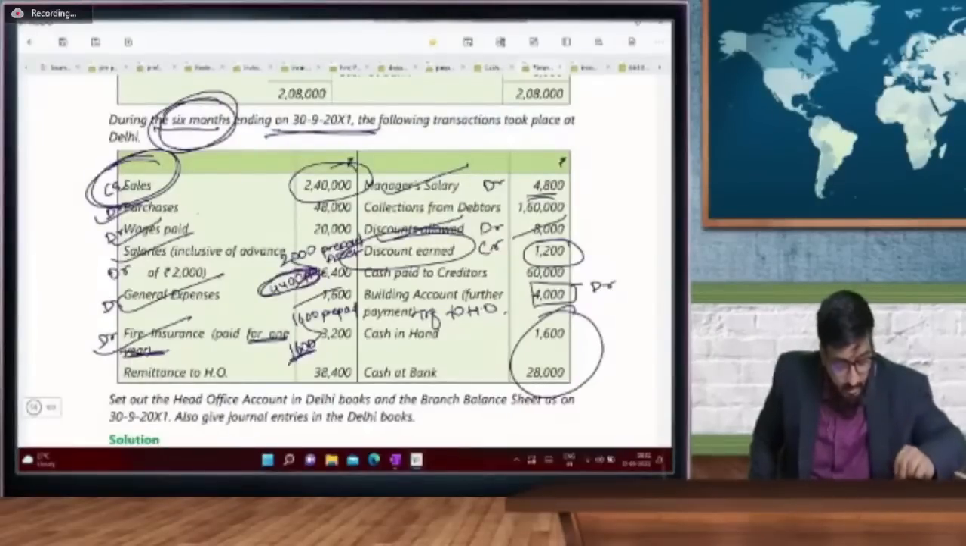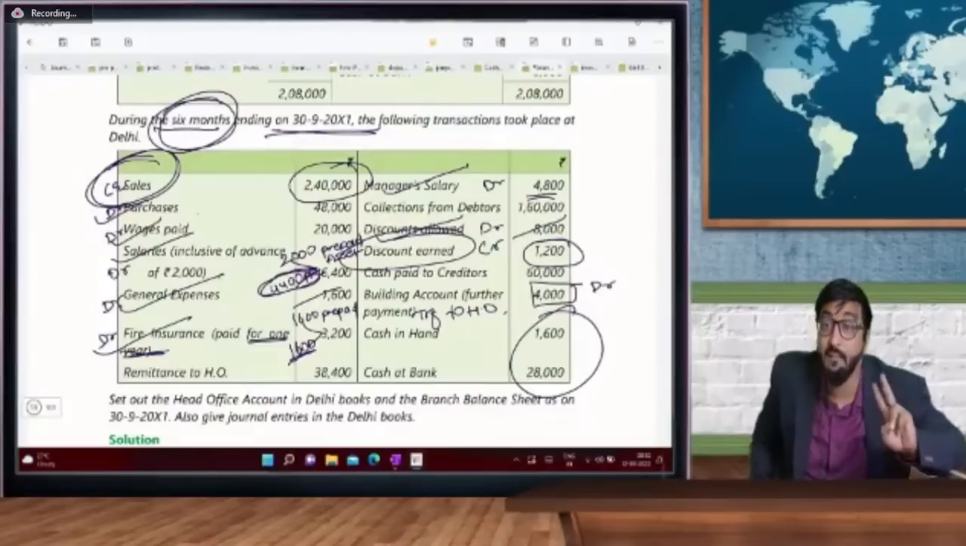Yes, Isha Jaiswal, only trading and P&L and fixed assets. Fixed assets are transferred to head office.